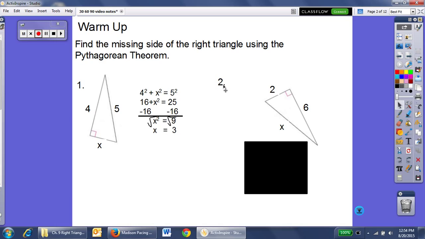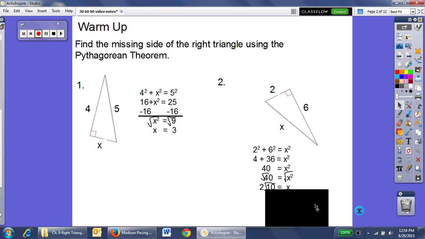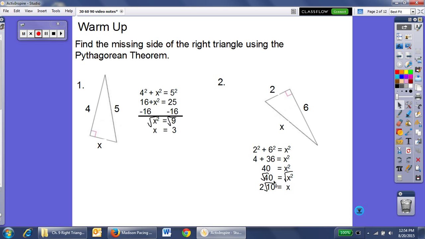Looking at number 2, this time the hypotenuse is x, so it's really important to make sure you write the correct first step. So 2 squared plus 6 squared equals x squared, since x is the hypotenuse. Simplifying all the way down, we end up getting that x equals the square root of 40. When you simplify the square root of 40 using the factor tree, you get x equals 2 square root 10.